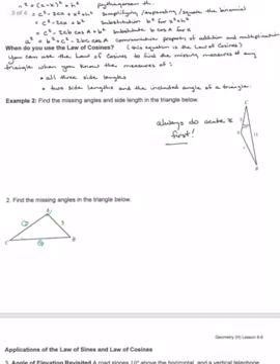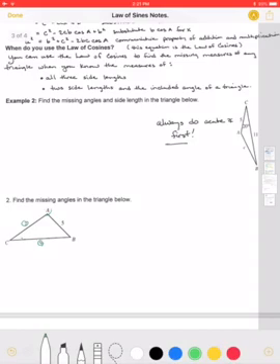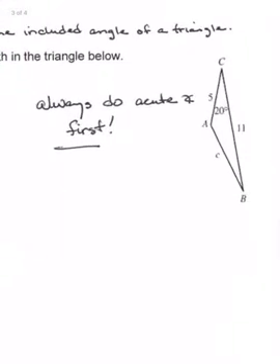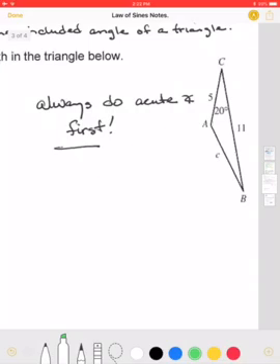So let's see what's going on with this. We're being asked to find the missing angles and side length in the triangle below. I know that if I were to look at this triangle, I'm definitely missing a few things. So let's take a closer look at that. I'm definitely missing C. I'm missing angle A, and I'm also missing angle B.